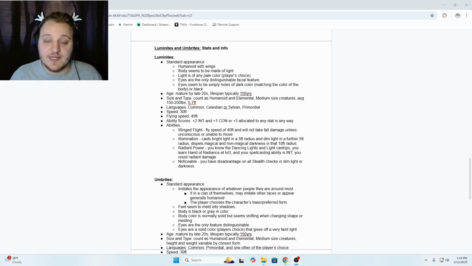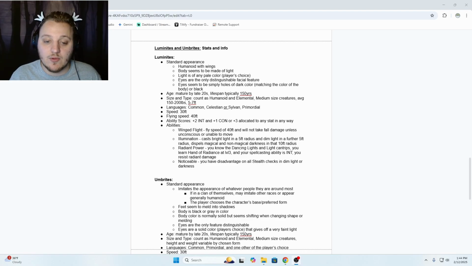Their abilities. They have Winged Flight. Like I said, they have a 40 feet flying speed, and they will not take fall damage unless unconscious or otherwise unable to move. They have Illumination. This skill casts bright light in a 5-foot radius and dim light in a further 5-foot radius outside of that. And within this 10-foot radius, all magical and non-magical darkness are dispelled.